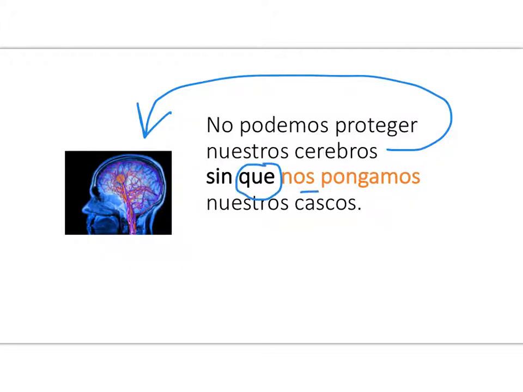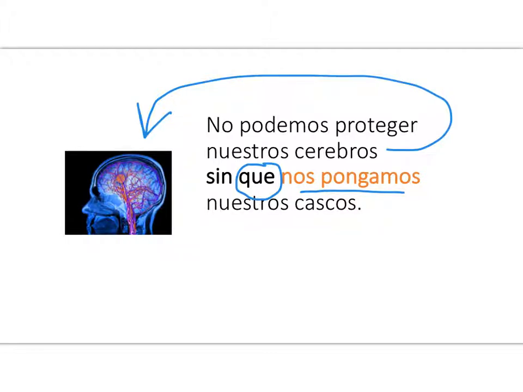So what happened? Subjuntivo. Nos pongamos nuestros cascos. Tener, tengamos. Poner, pongamos. Reflexivo, because we're putting it on ourselves. Nos pongamos. ¿Entienden? See? Okay.